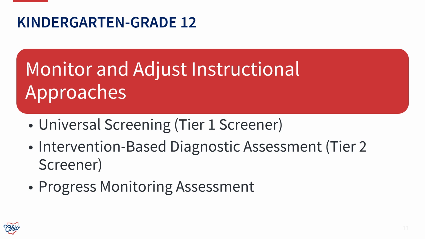It may also signal a need for a Tier 2 screener or an intervention-based diagnostic. Intervention-based diagnostic assessments, or a Tier 2 screener, can identify where each student is on an instructional continuum and specify next steps for instruction. Progress monitoring is the repeated measurement of the targeted area of instruction for the purpose of making decisions about continuing or changing instruction. It should be used to monitor and adjust instructional targets and strategies for students receiving intervention.